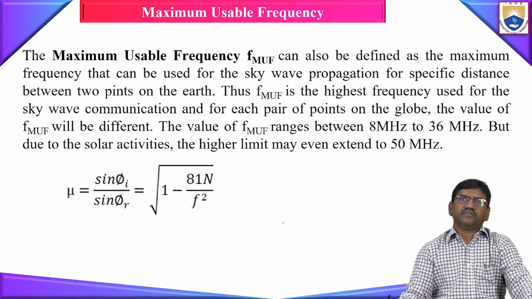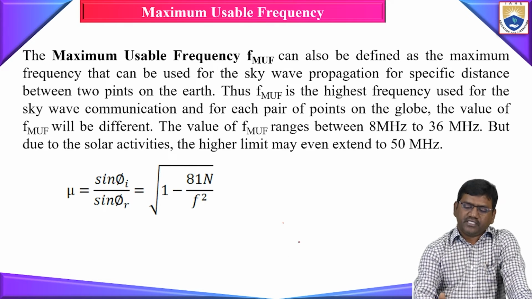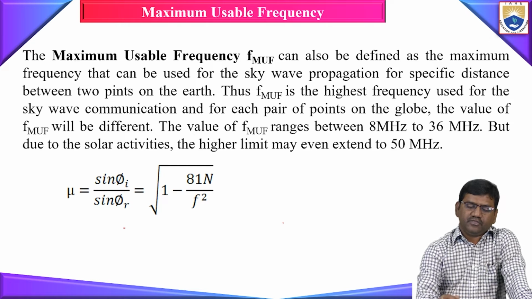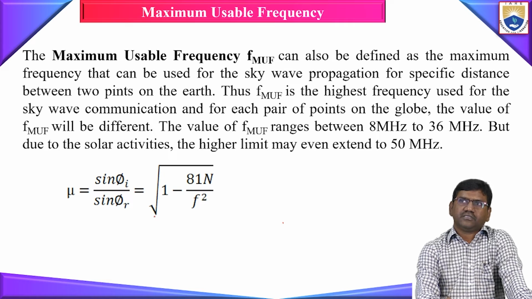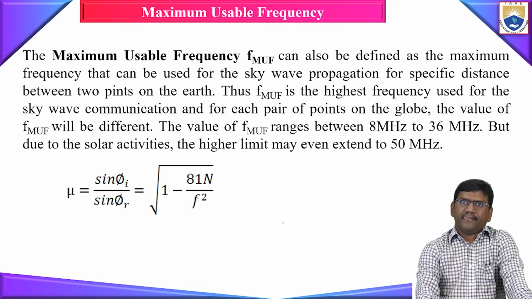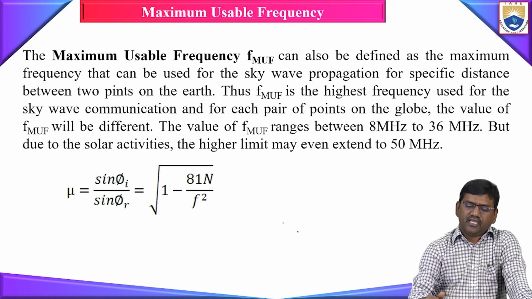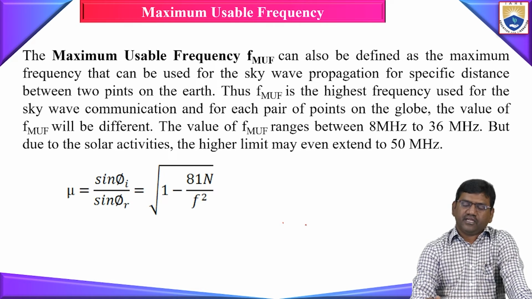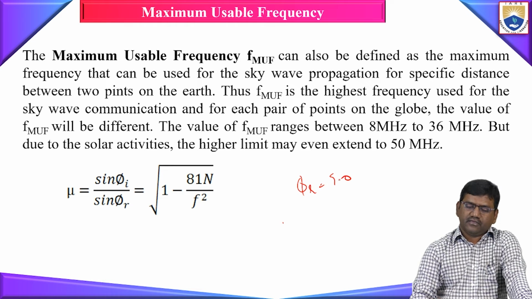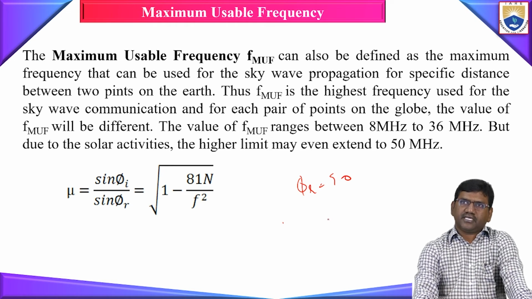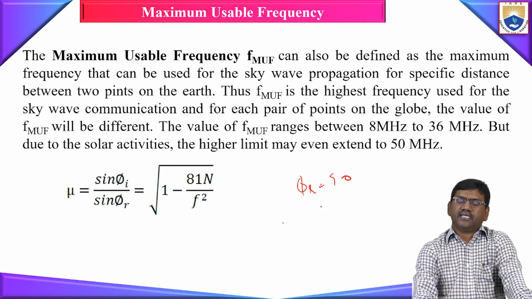Now let us derive the expression for MUF. Whenever we transmit the signal, we know that the refractive index mu is equal to sin theta i by sin theta r, that is equal to root of 1 minus 81 N by f square. The angle of reflection here we are assuming as 90 degrees. So the maximum usable frequency occurs at an angle not greater than 90 degrees.